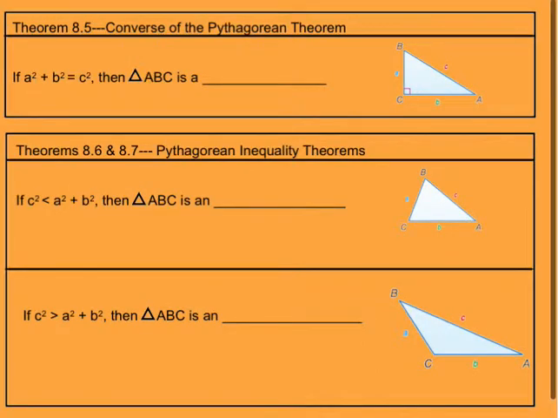So let's take a look at this. Here's how we're going to use this in reverse. If we're given three values and it says figure out if this is a right triangle, we've practiced this a little bit already. If you take the two smaller sides, square them, and add them together, it should equal the third side squared. If that is true, then ABC is a right triangle.